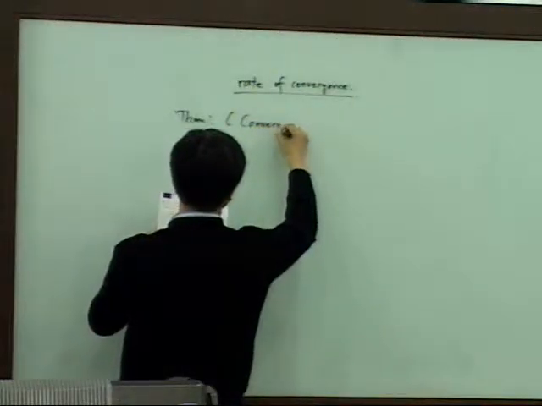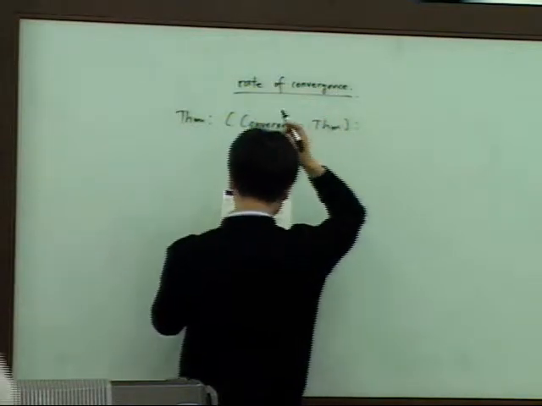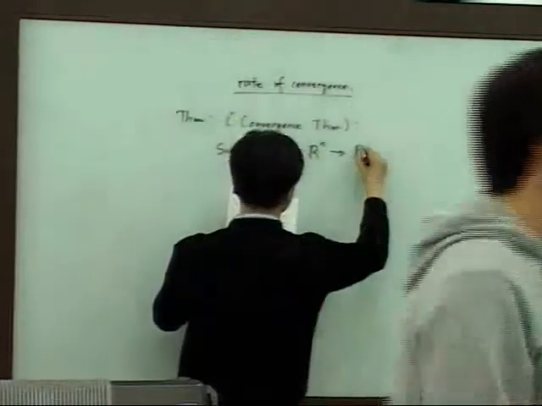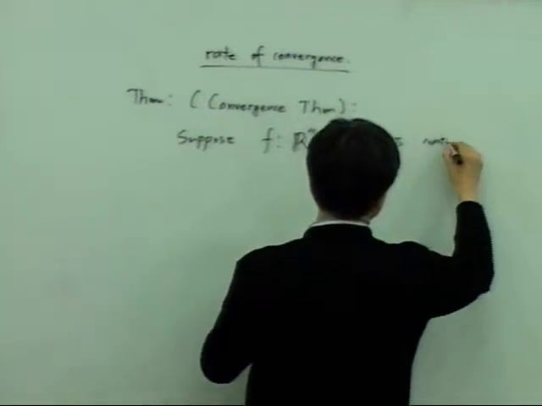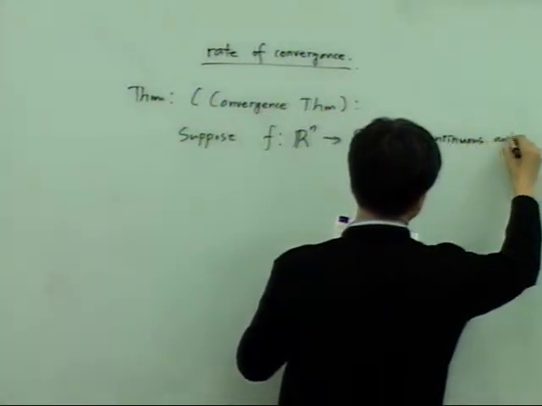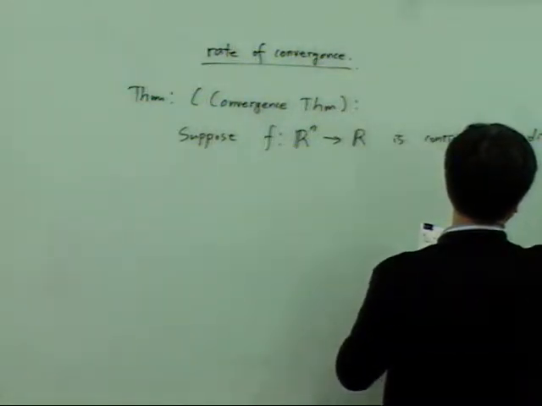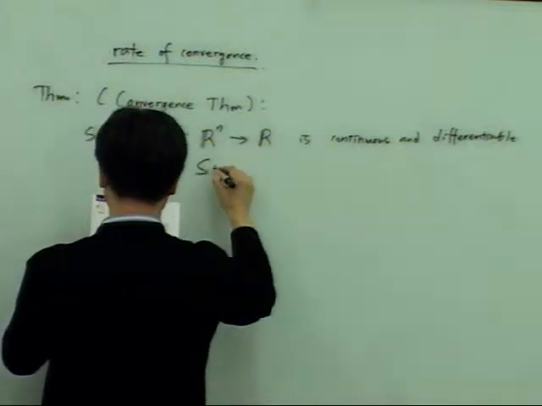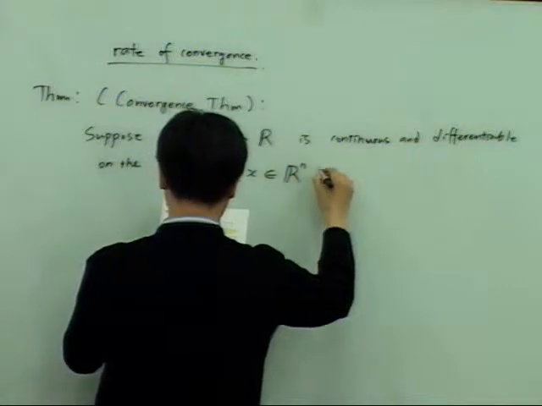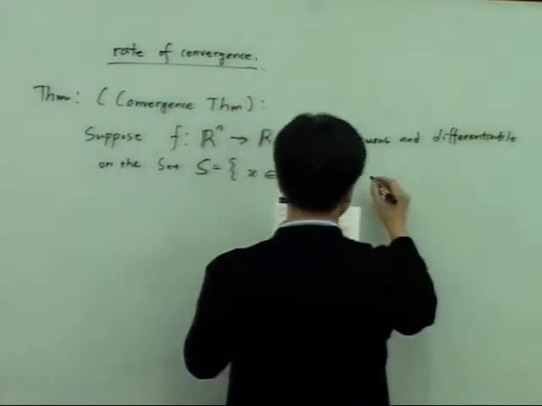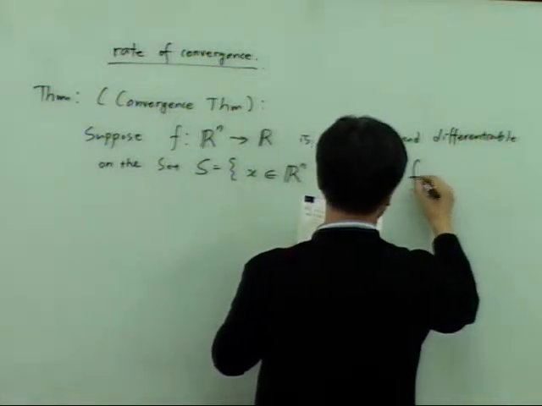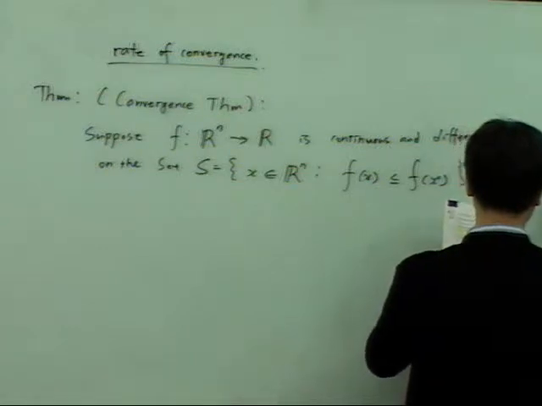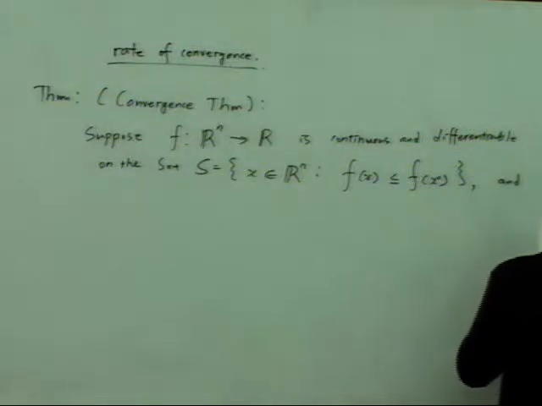We call it the convergence theorem. Suppose that a function from R^n to R is continuous and differentiable on the set S. It has some special condition: f(x) should be less than or equal to f(x0), and that S is a closed and bounded set.